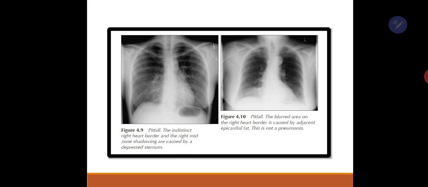In this case, there is a depressed sternum. The right heart border is not distinct, and there is right mid-zone shadowing. See, this is the right mid-zone shadowing, and the right heart border is not clearly visualized. The blurred area in the right heart border is caused by adjacent epicardial fat.